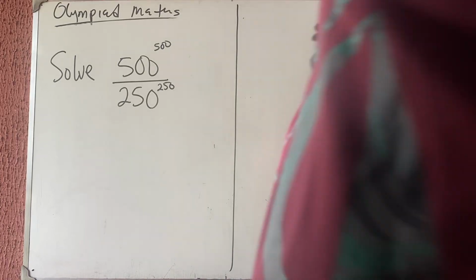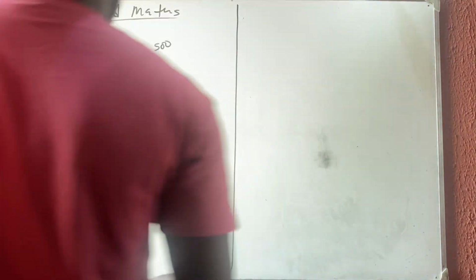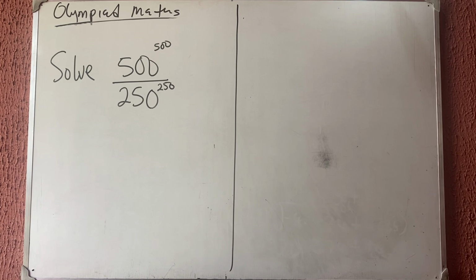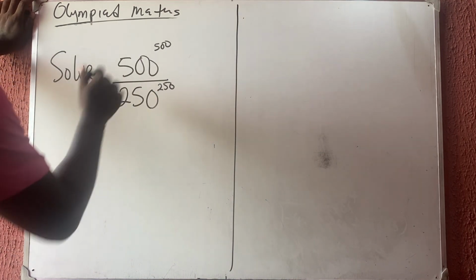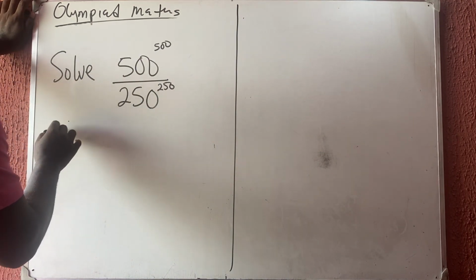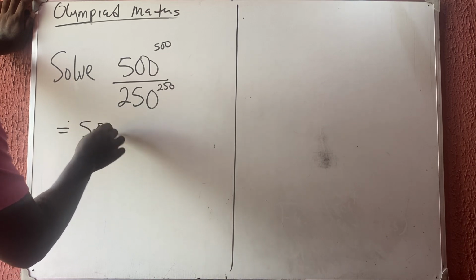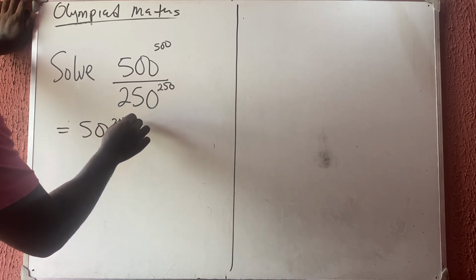All right, let us quickly solve this Olympiad math problem. This is very simple: 500 raised to power 500 divided by 250 raised to power 250. Now, what do we do? Let us split this 500 into 250, so this is saying 500 raised to power 2 times 250.